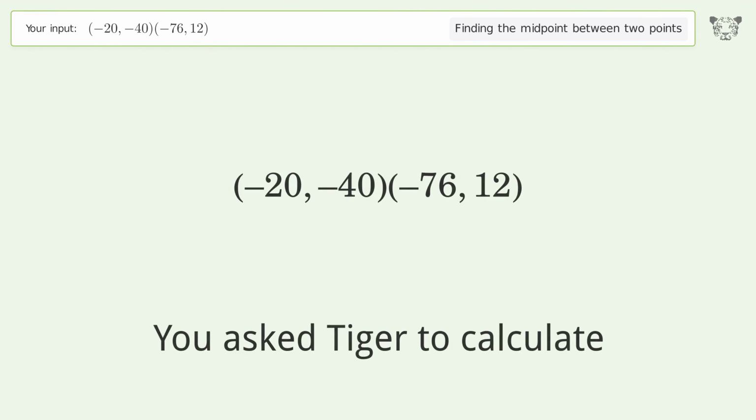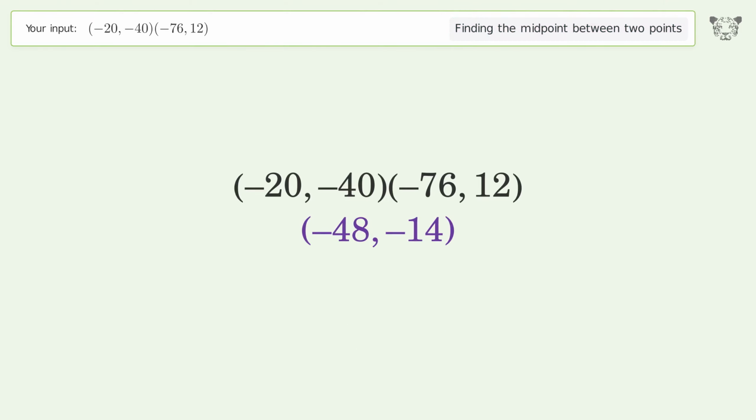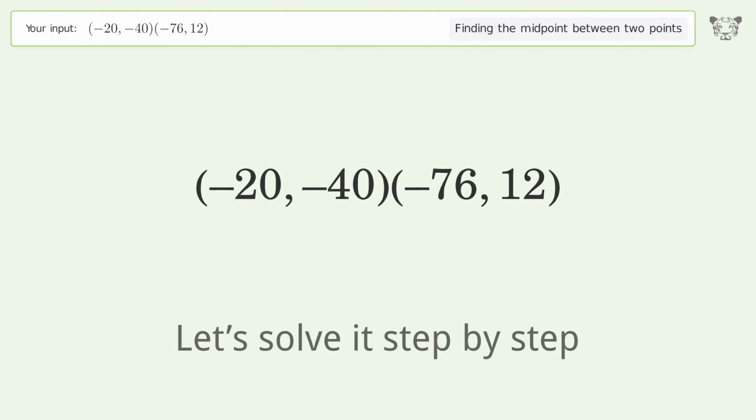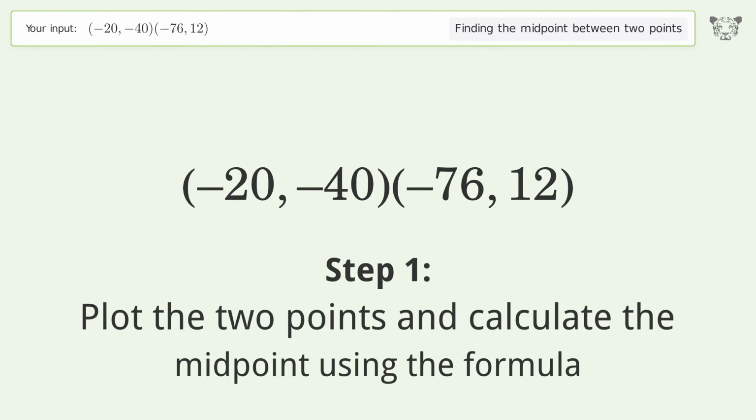You ask Tiger to calculate. This deals with finding the midpoint between 2 points. The midpoint between the 2 points is -48, -14. Let's solve it step by step. Plot the 2 points and calculate the midpoint using the formula.